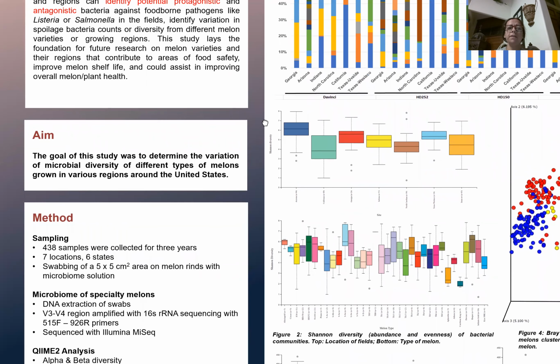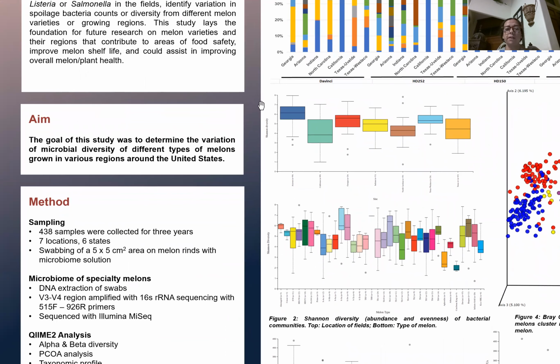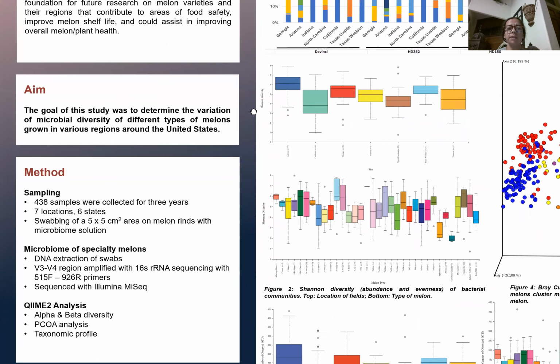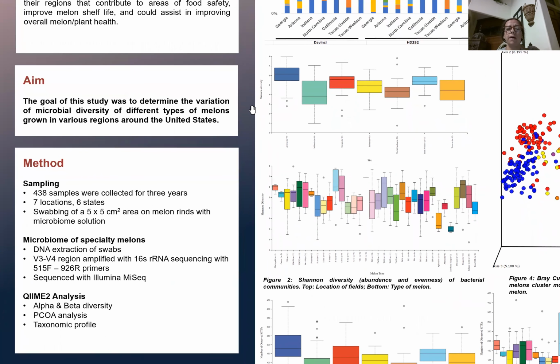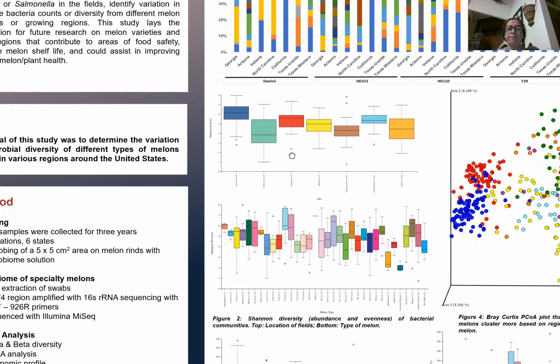The aim of the study was to determine variation of microbial diversity between types of melons, as well as the various regions that they are grown around. Some of our methods employed were sampling from 7 locations, doing extractions from swabbing of the rinds, and then sequencing with Illumina MiSeq and using QIIME analysis to identify alpha and beta diversity.